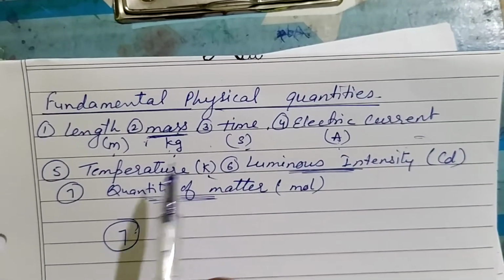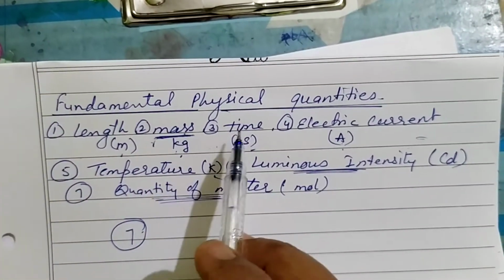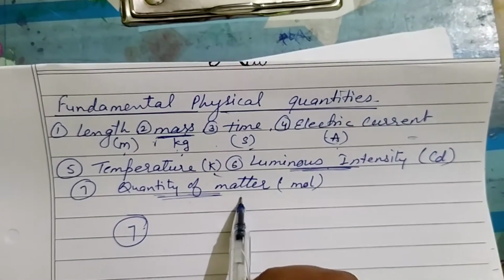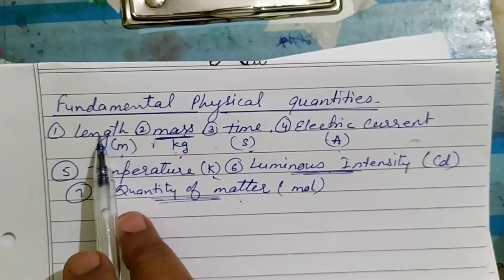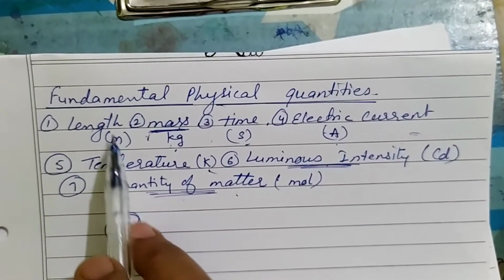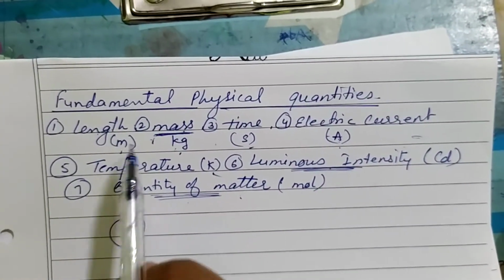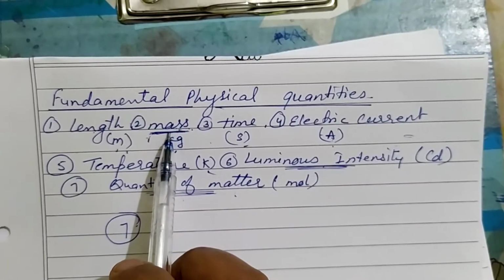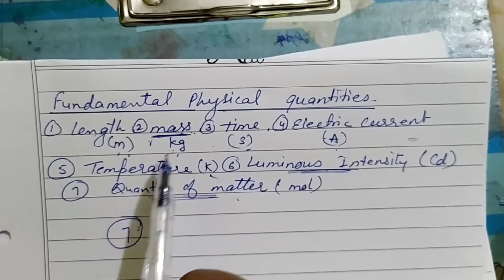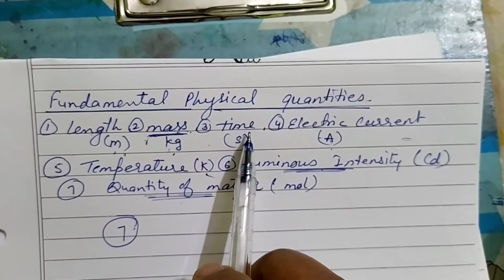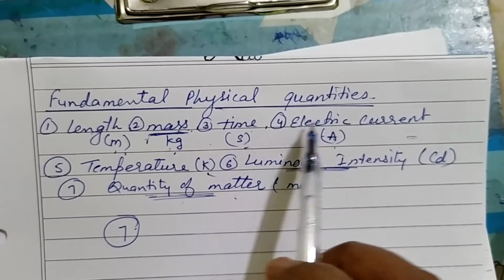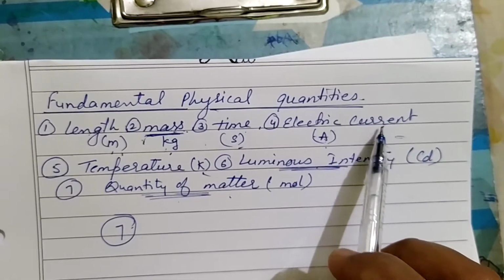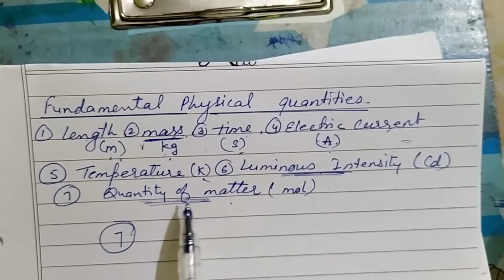So these seven fundamental quantities are length, mass, time, electric current, temperature, luminous intensity, and the quantity of matter. Length, that is the distance between the two points, and the SI unit is m, meter. Mass, it is the amount of matter present in the body, and the SI unit is kg. Time, the SI unit is second. And the electric current, this is the amount of charge flowing per second, and the SI unit is ampere.